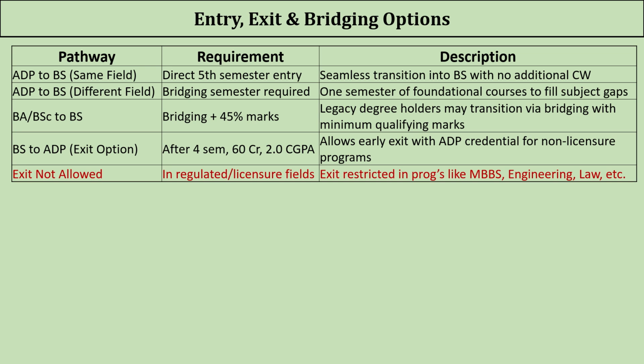UGEP makes undergraduate education more flexible and inclusive by offering multiple entry, exit and re-entry pathways. Students can start with an ADP and continue into a BS degree, or they can choose to leave a BS program early, with their learning still formally recognized as an ADP. However, fields that lead to licensed professions like medicine and engineering require full program completion and do not allow midway exit. This structure supports lifelong learning, mobility, and accessibility while maintaining professional standards where necessary.